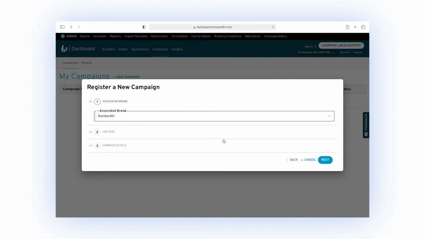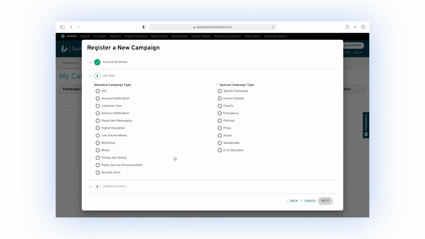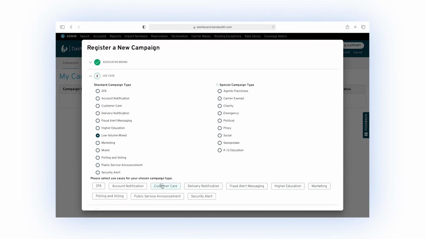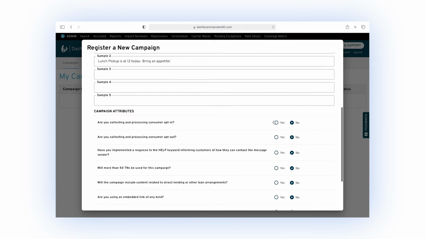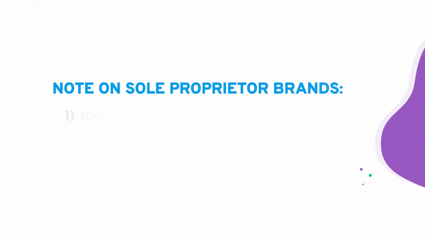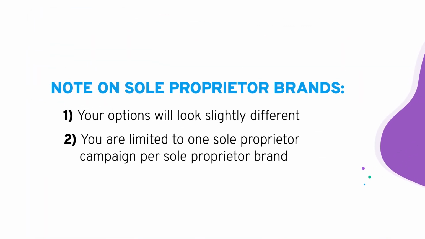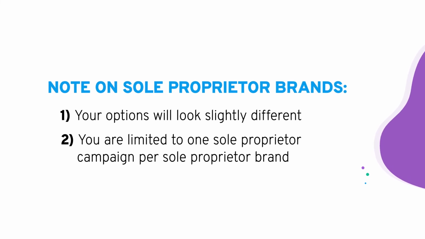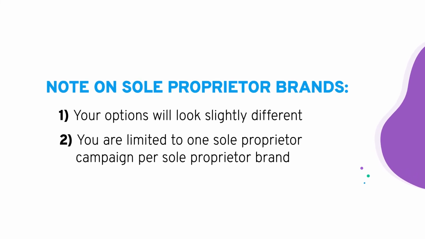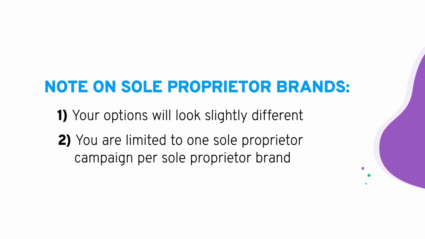The first step is selecting which brand the campaign should be associated with. From there, we will need to select the use case, as well as to provide some sample messages and additional information. A few things to note is that if you select a sole proprietor brand, 1, you will only be able to see those options, and 2, you can only have one sole proprietor campaign on each sole proprietor brand.